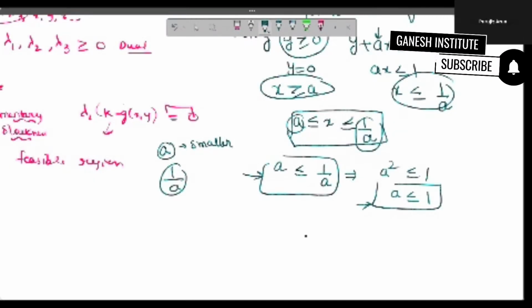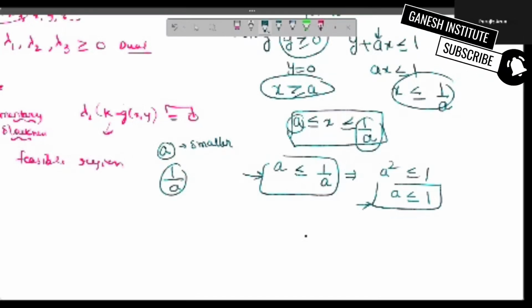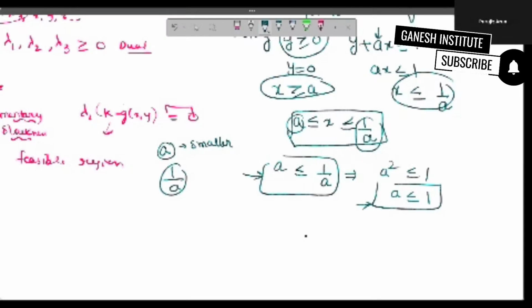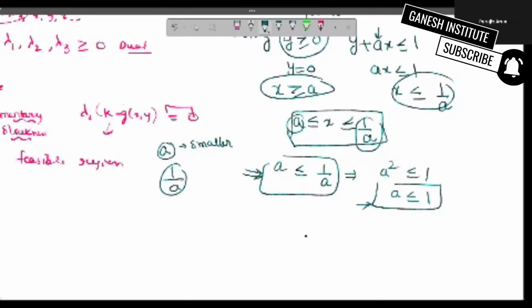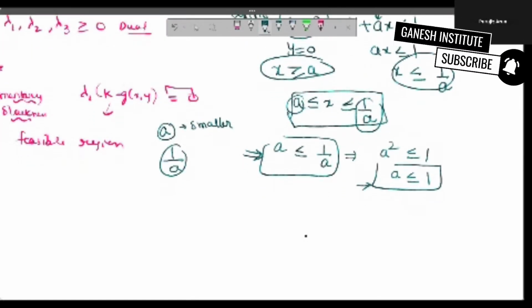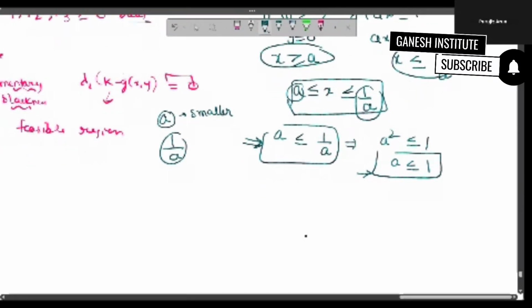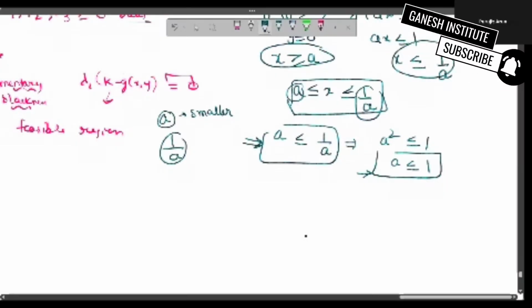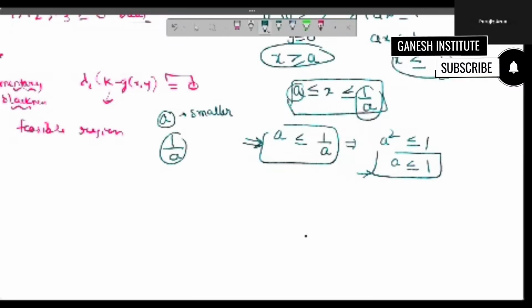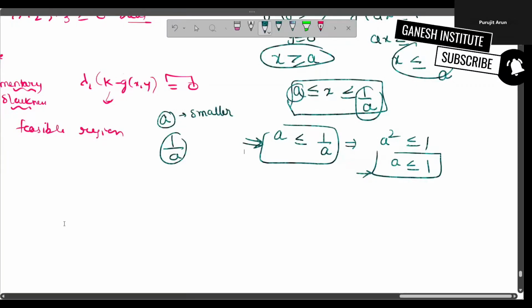So a is less than or equal to 1, right? This is the condition, because if I keep a greater than 1, then this condition will not hold. What does it mean? The region is shrinking. A's value is lesser, right? Less than or equal to 1. So a is less than or equal to 1.